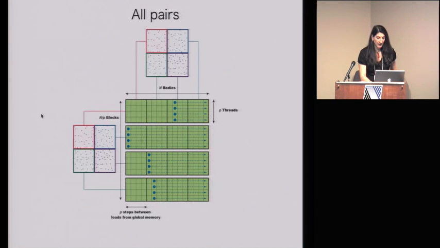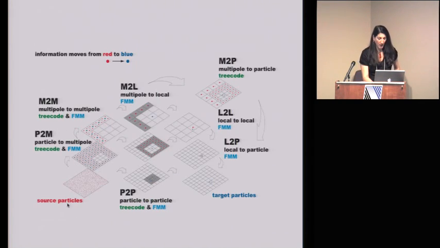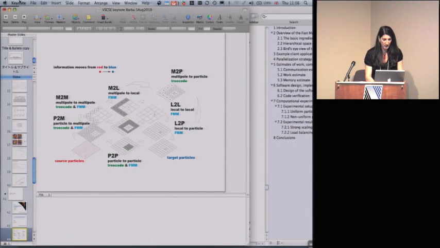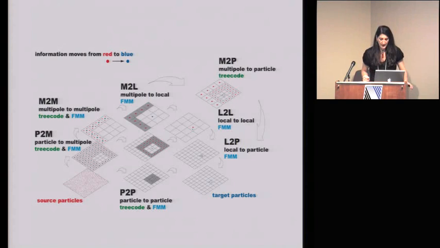So here again, we start from the bottom where you have the source particles. We're going up the tree. We're representing in this sketch the subsequent steps you have to do in the algorithm, following the arrows. First, you create the multipole expansions.